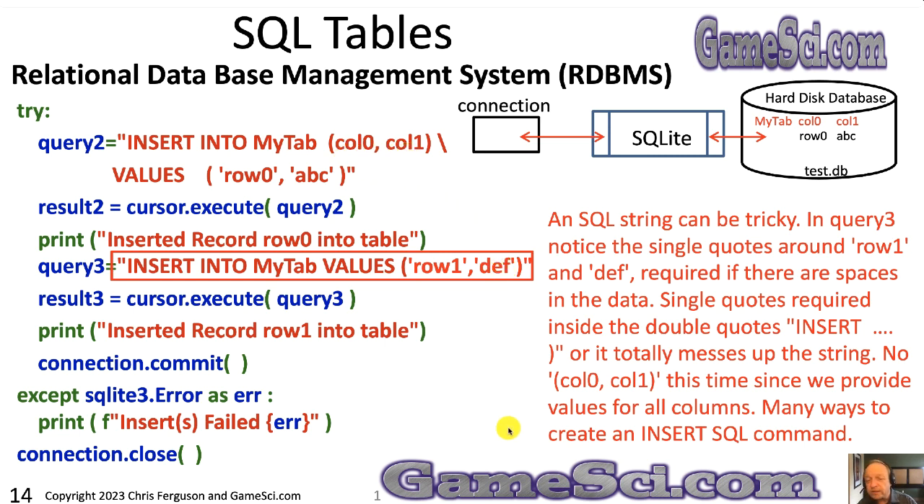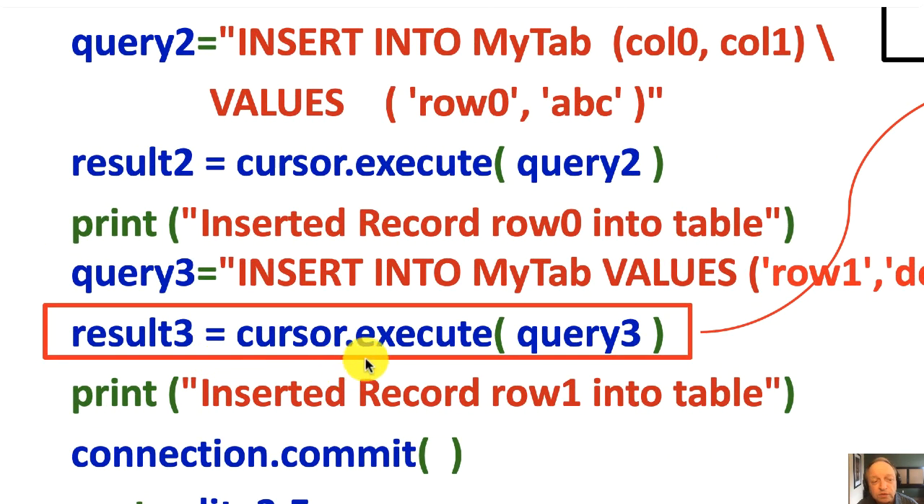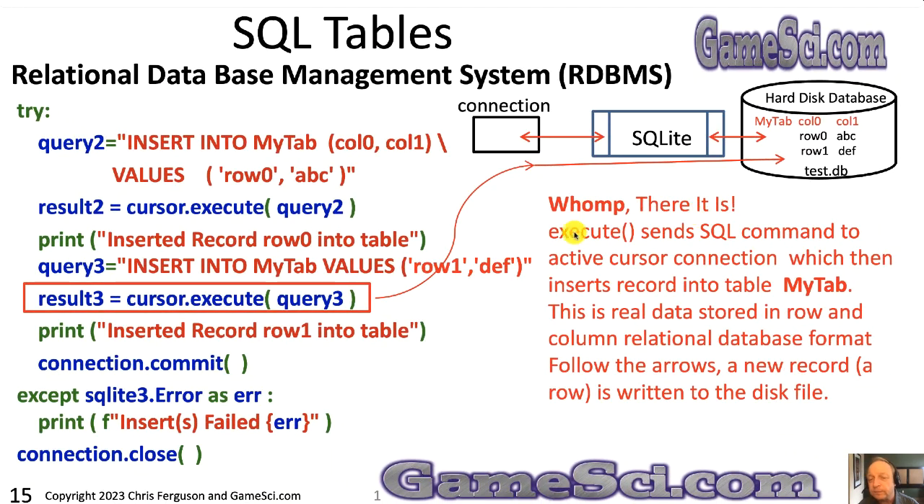There are many ways to create an insert SQL command. I'm showing you two of the main ways to do it, with column headings and without column headings. Result 3 equals cursor.execute query 3. Whoop, there it is. Execute sends SQL command to an active cursor connection, which then inserts the record into the table myTab. This is real data stored in row and column relational database format.